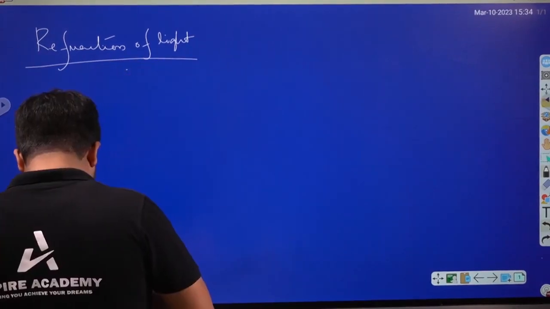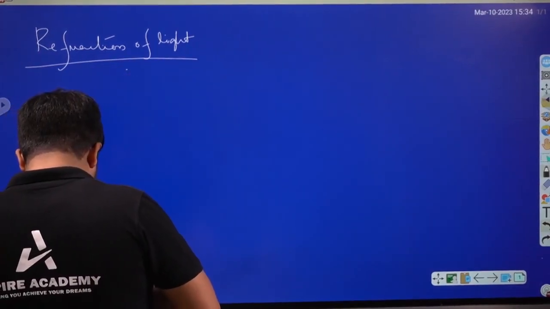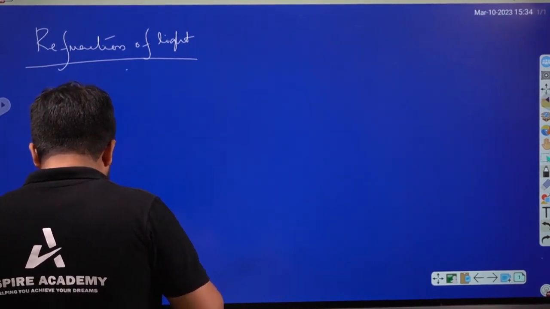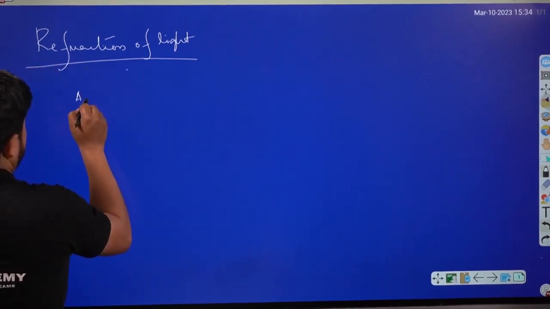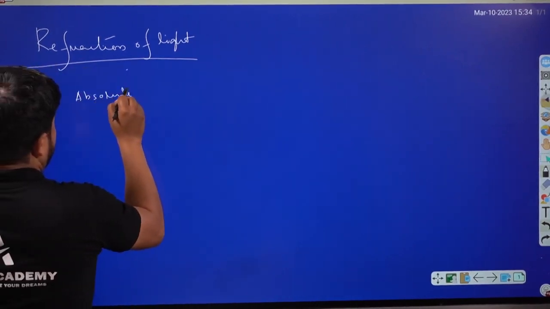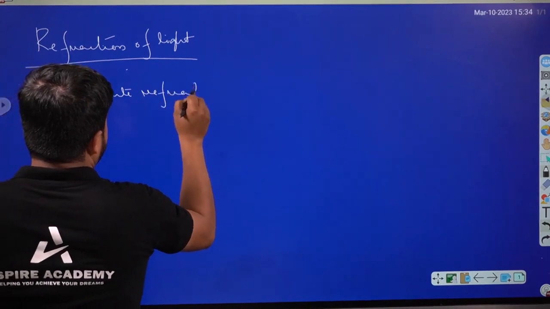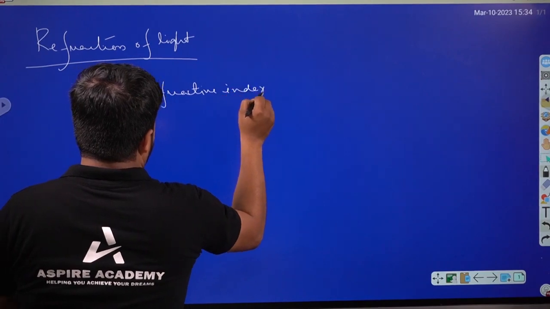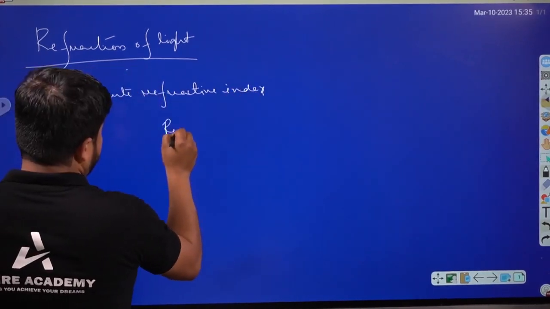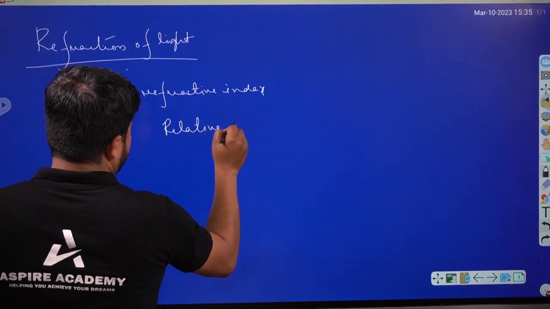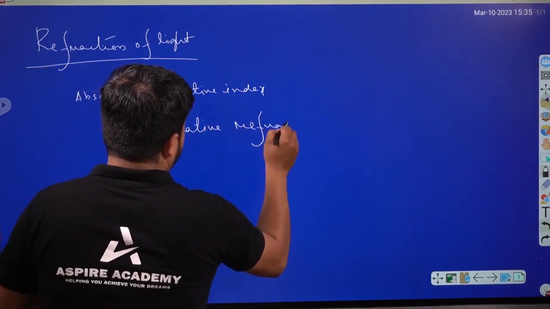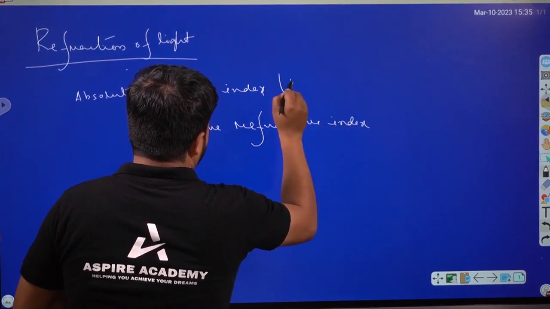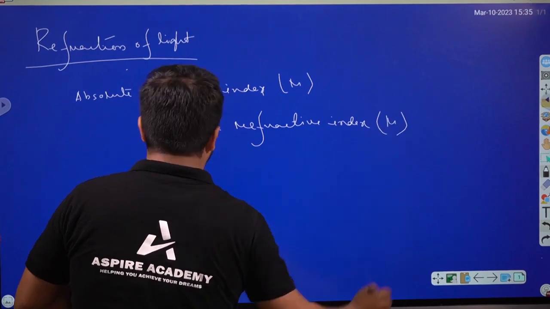Okay, first of all, refractive index duta thakibo pare. Eta is absolute refractive index, aru eta ki thakibo? Relative refractive index. Duta ekei bostu, duta mu hebo, but these are some different area.